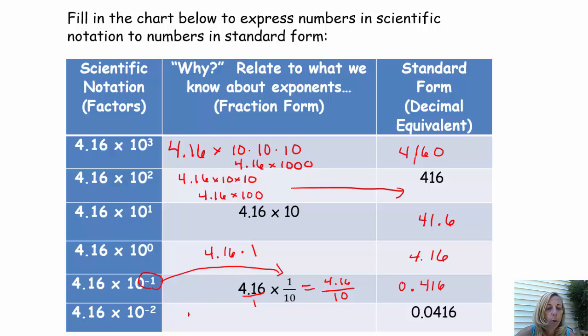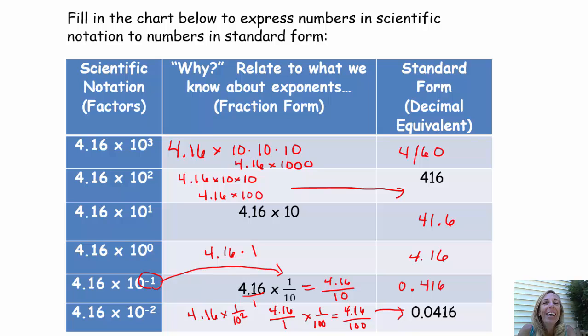The next one says 4.16 times 10 to the negative second. Once again, to make that a positive exponent, I'm going to go ahead and put it under 1. Then I'm going to go ahead and write it out. So I have 4.16 over 1 to make it a fraction because I'm going to multiply straight across times 1 over 100. This now becomes 4.16 divided by 100. Notice that when you take the 4.16 and divide it by 100, you should get 0.0416. Notice again, when you multiply by a fraction, that number gets smaller.